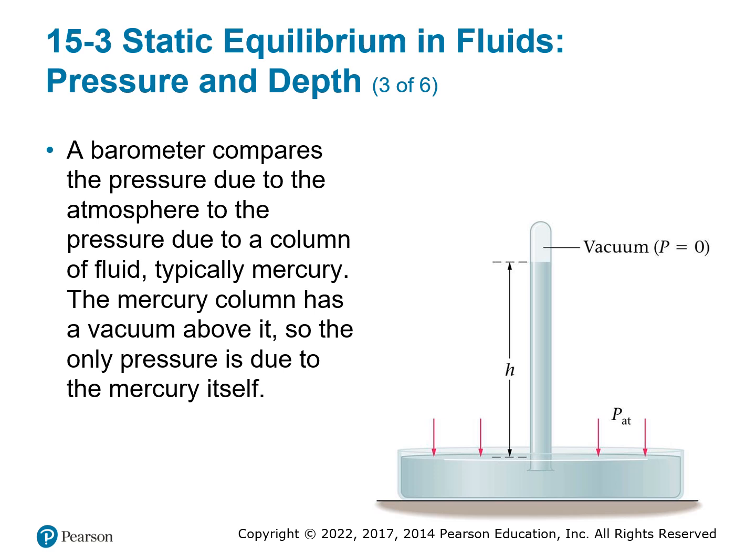So then you get to real world examples. You have a barometer. It compares the pressure due to the atmosphere to the pressure due to a column of fluid, typically mercury. And this column of mercury has a vacuum above it where there's no pressure. So then the only pressure that's acting is the pressure due to the mercury. So then you can compare the two.